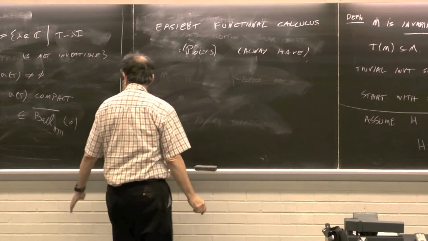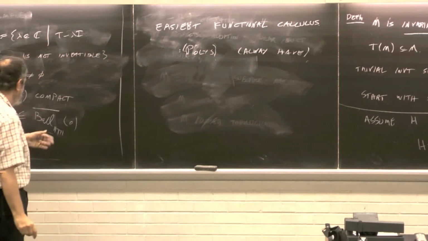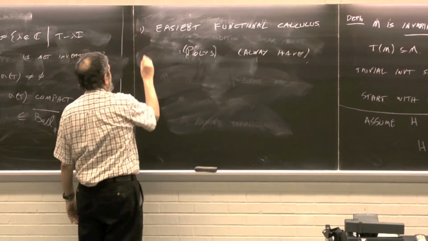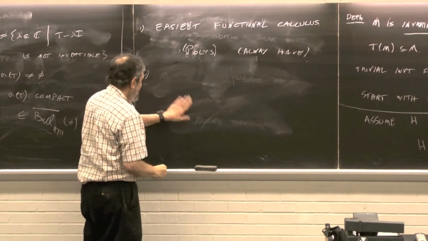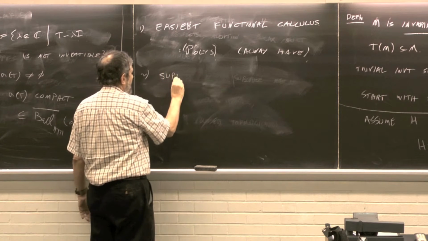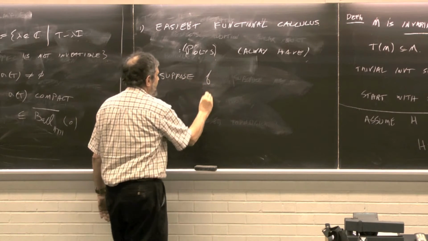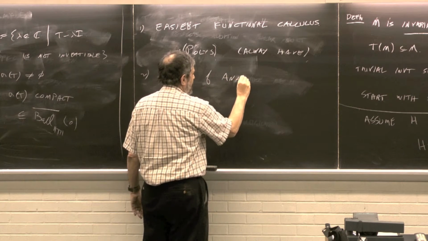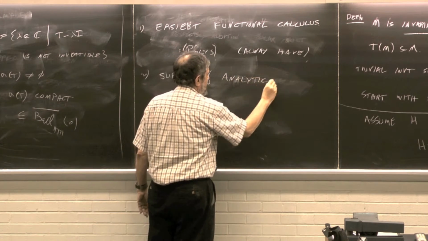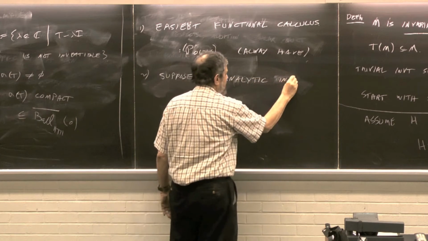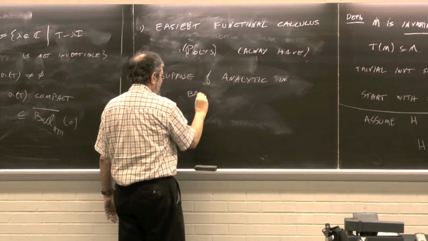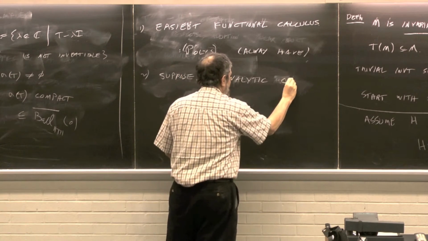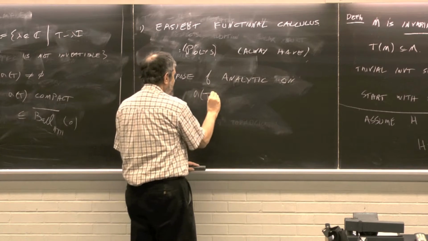Now we actually can do a little bit better here because of knowing that the spectrum is contained in, so that's sort of the first example. Here's a little fancier example. Suppose F is analytic in a neighborhood, well, let's say on the spectrum of T, all right?